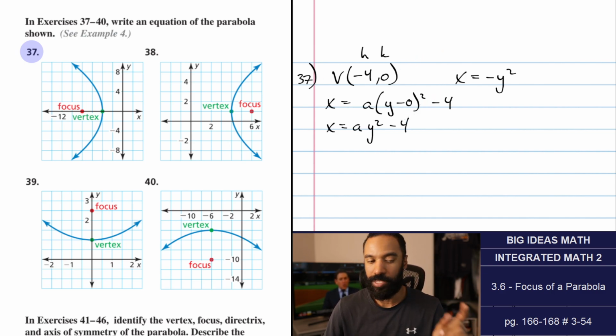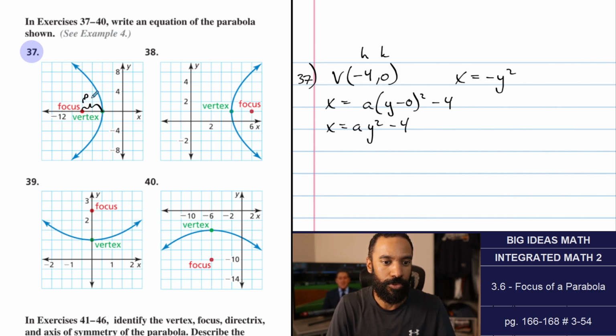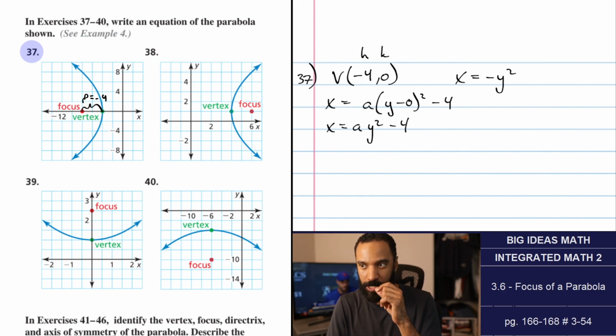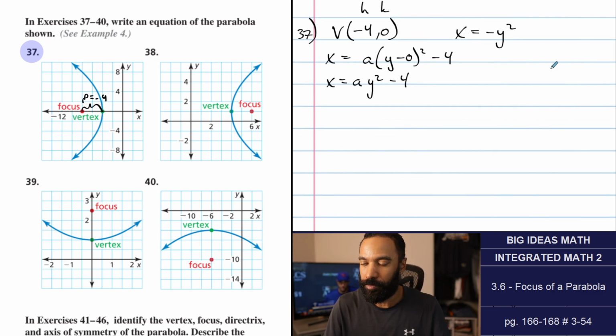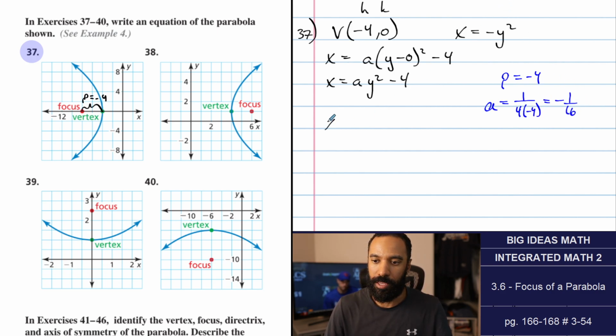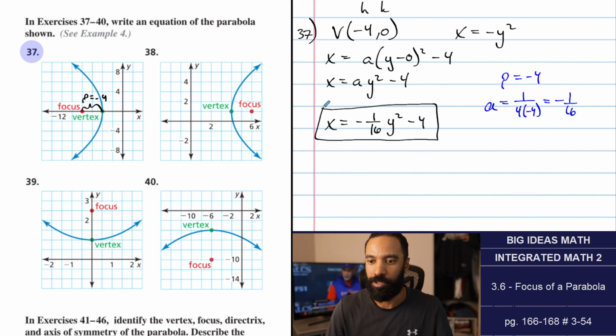The focus is, it's not 2 units away. Remember, these scale by 2s. It's 4 units away. So the p-value is negative 4. It's 4 units to the left. It's an x equals negative y squared equation. So the p-value, in this case, is negative 4. A is 1 over 4p, which is negative 1/16. So this equation is going to be negative 1/16 y squared minus 4 for an x equals format.